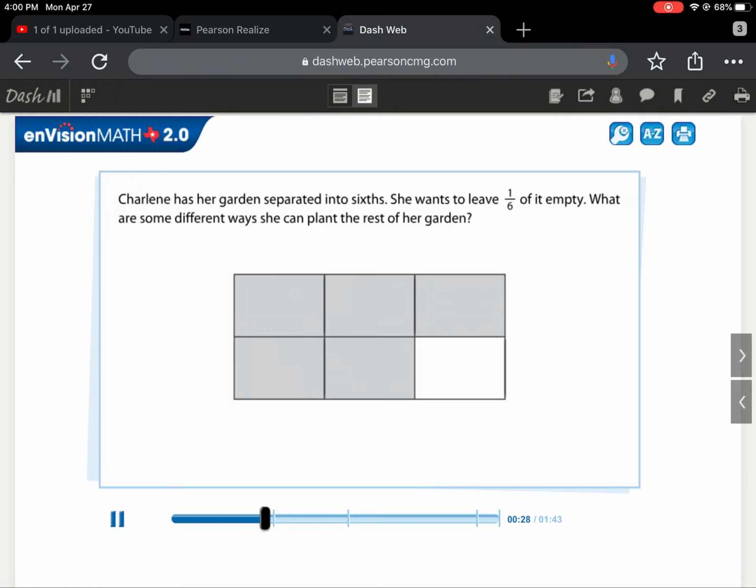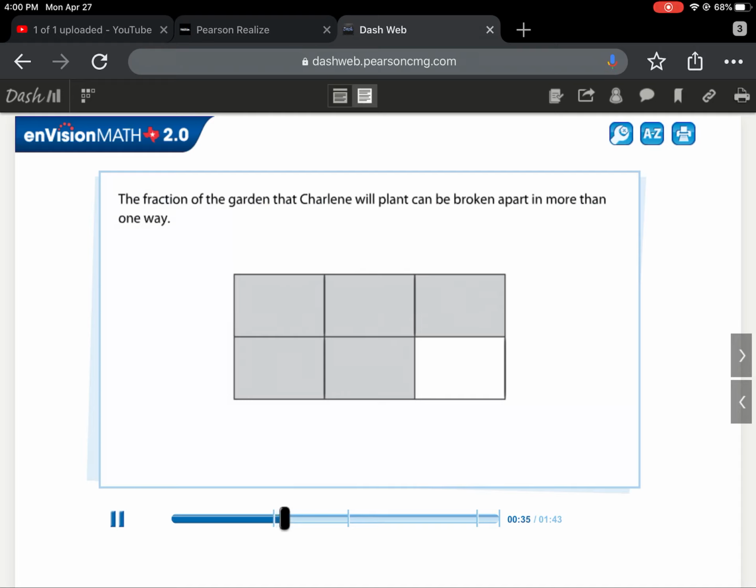What are some different ways she can plant the rest of her garden? The fraction of the garden that Charlene will plant can be broken apart in more than one way. I can think of many different ways.